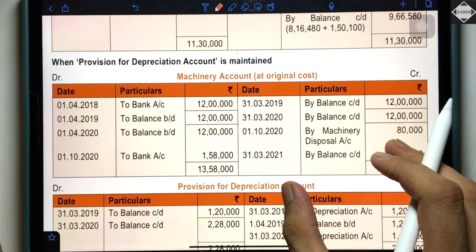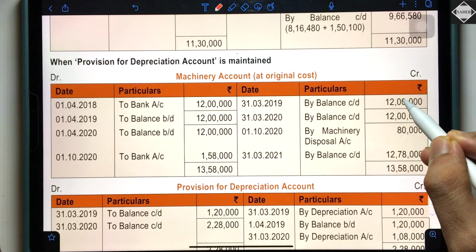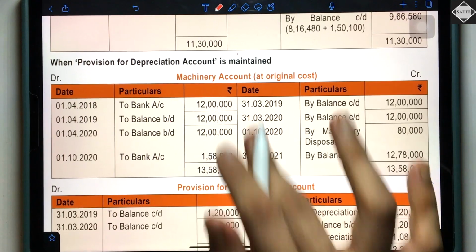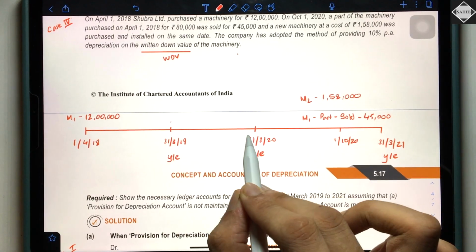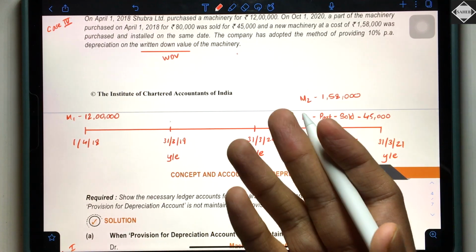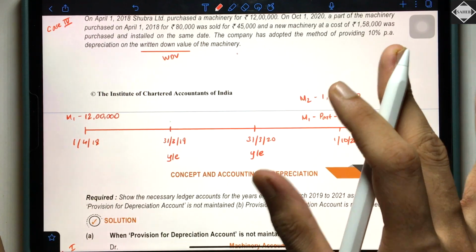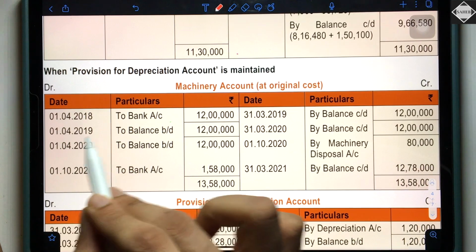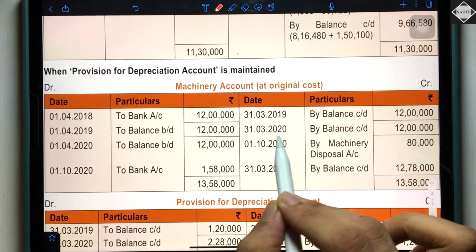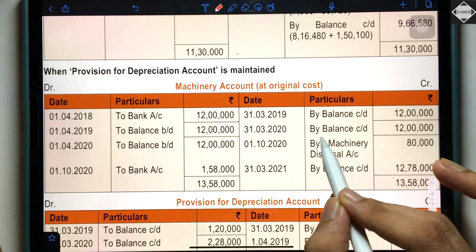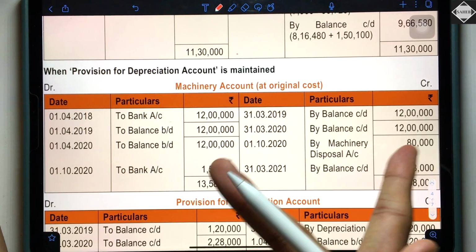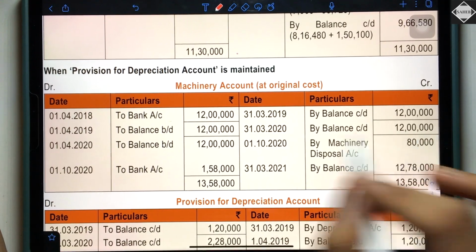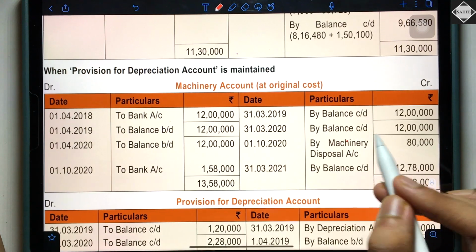Clear? Easy and straightforward. And then this closing balance of 12 lakh will be taken over here as opening balance, to balance b/d, 12 lakh. And then in this second year also nothing happened. Here we are maintaining provision for depreciation, so we are not charging the depreciation in the asset account, so that will also not come. So to balance b/d came on 1st April 2019 and the year ended on 31st March 2020. Nothing happened till then. So here directly it will be closed by balance c/d. Again, no totals, just two items with the same amounts. Just double underline it and close it off. To balance b/d, opening balance, closing balance, and it's over.